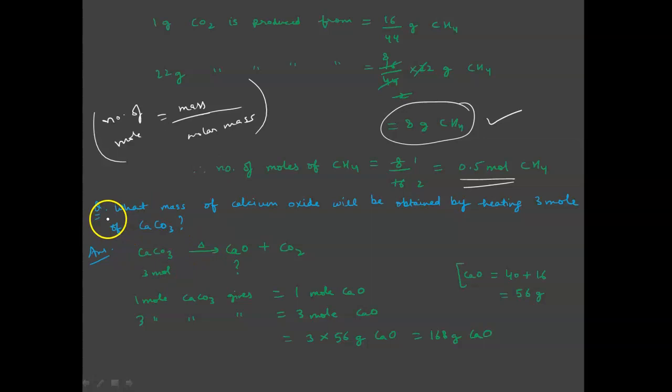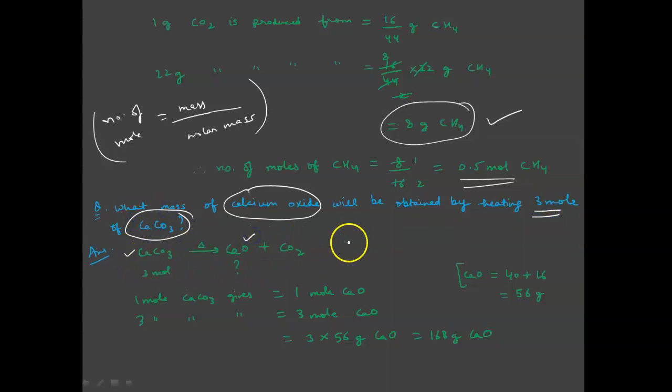Now comes the next question. What mass of calcium oxide will be obtained by heating 3 mole of CaCO3? This is calcium carbonate, marble. So on heating calcium carbonate, what we got? CaO, calcium oxide, plus CO2. In this question, we have to focus only on calcium oxide and this CaCO3, 3 mole.